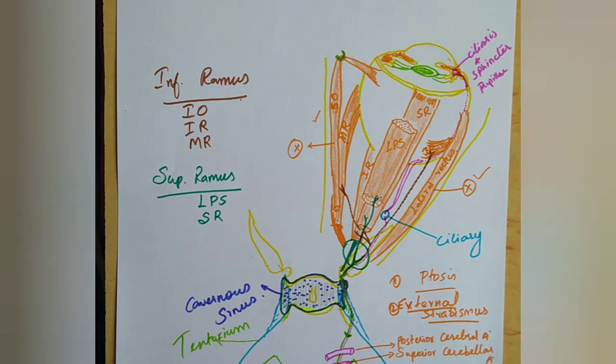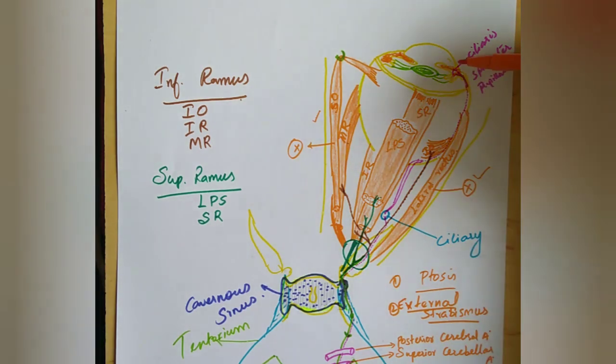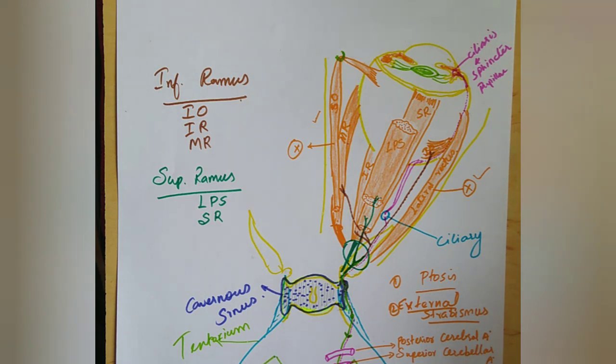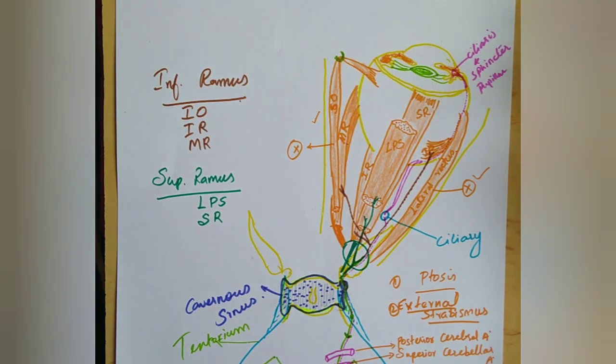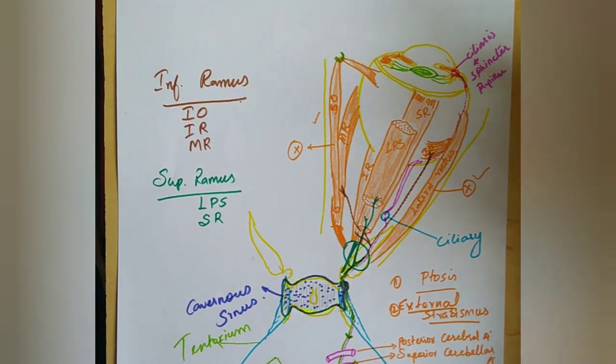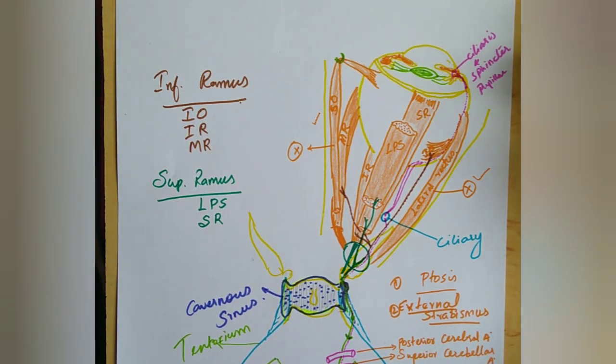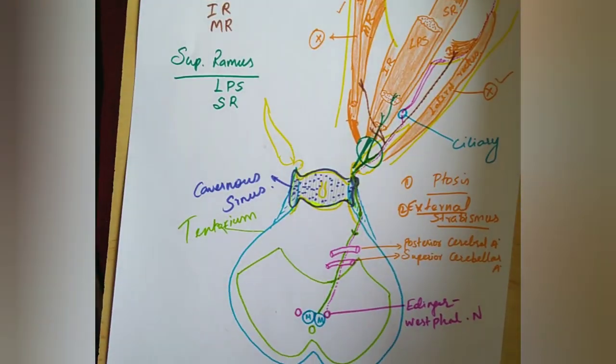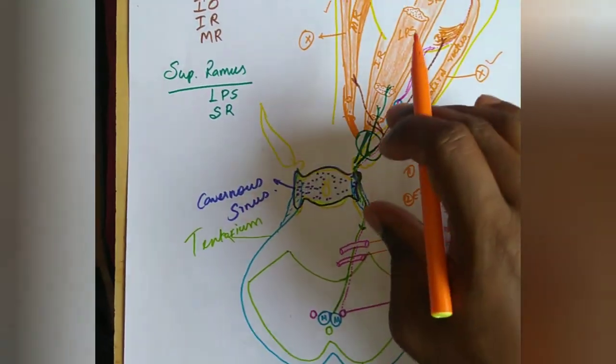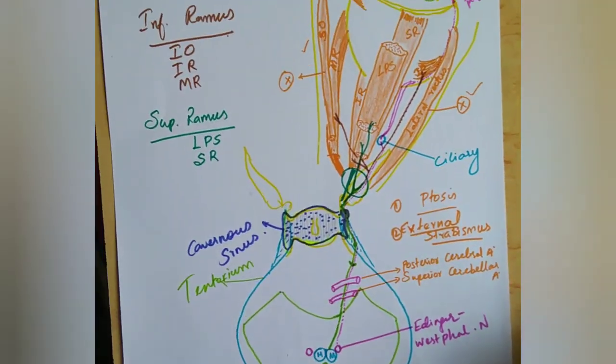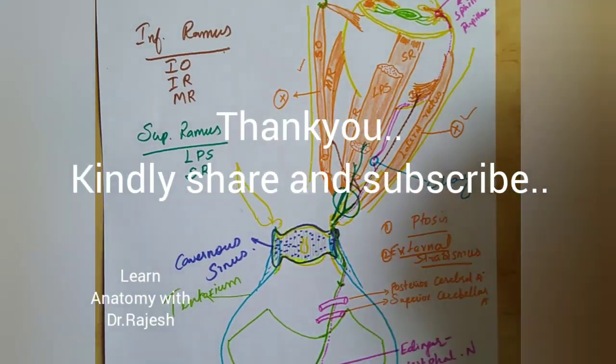It will also cause a problem with accommodation. When an object is brought towards the eyeball from a nearby place, the pupil has to constrict. This constriction will not happen, which is the loss of the accommodation reflex. So the light reflex and the accommodation reflex will be lost, and the pupil will be dilated and fixed. These are all about the oculomotor nerve: its origin, course, branches, area supplied, and the applied importance. Thank you.